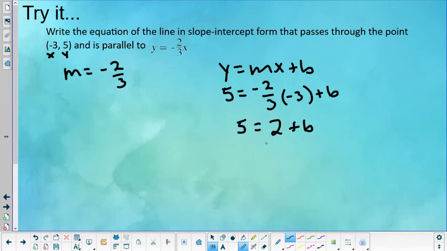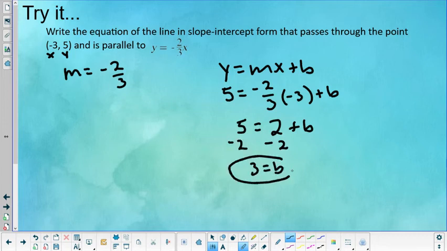I want to get b by itself, so I'm going to subtract 2 from both sides. So I get b equals 3. My final step is to rewrite the new equation. I know my slope is going to be the same, so negative 2/3 x, and my b is now 3. So that means that this and this are parallel to one another.